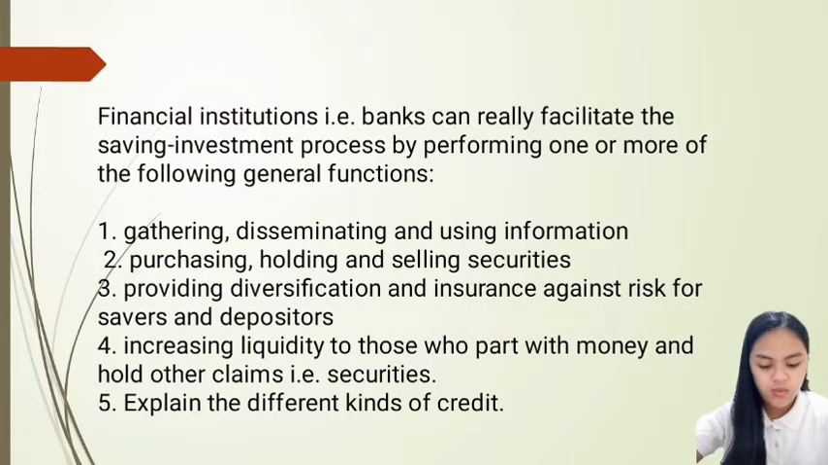Financial institutions, banks, can really facilitate the saving-investment process by performing one or more of the following general functions. First is gathering, disseminating, and using information. The second is purchasing, holding, and selling securities. The third is providing diversification and insurance against risk for savers and depositors. The fourth is increasing liquidity to those who part with money and hold other claims. And lastly, the fifth is to explain the different kinds of credit.